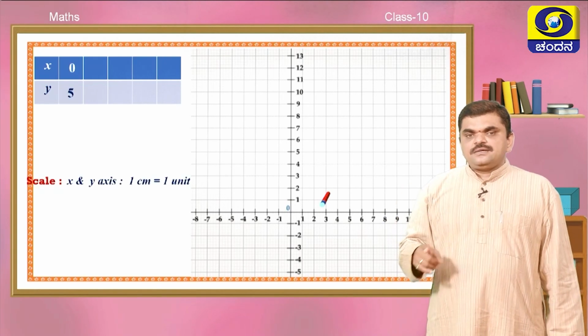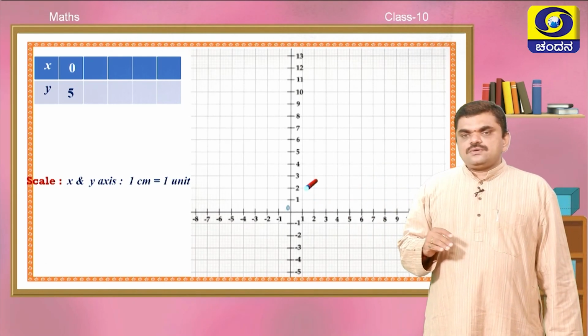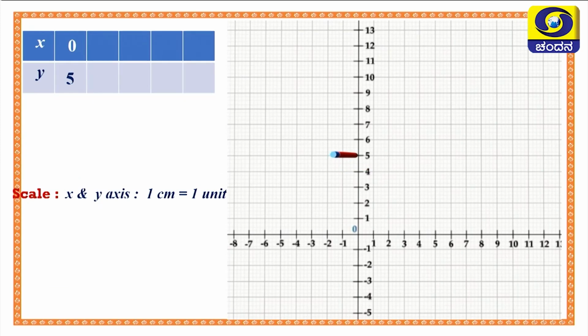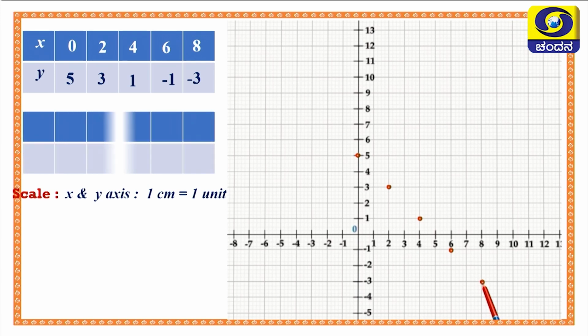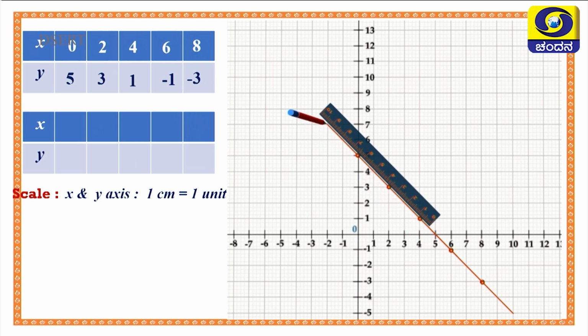Scale is very important. On the x and y axis, 1 centimeter is equal to 1 unit. So, when x becomes 0, y becomes 5, x becomes 2, y becomes 3, 2 comma 3, yes, nice, 4 comma 1, 6 comma minus 1, 8 comma minus 3. Join all these points, it will become one straight line.